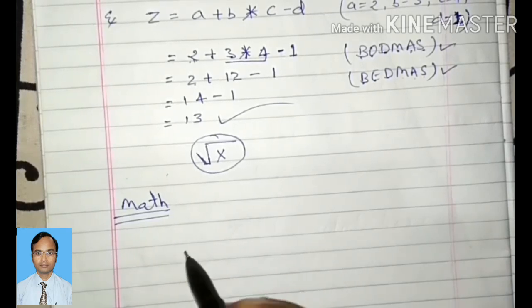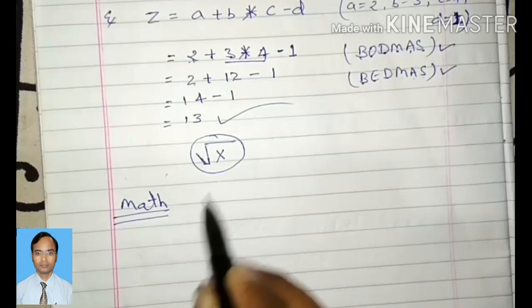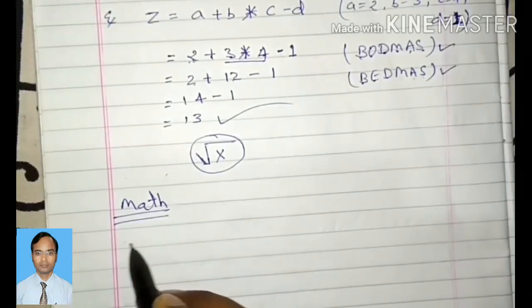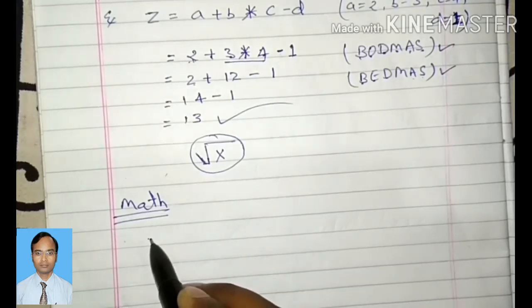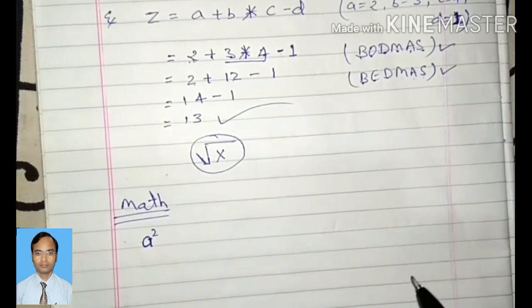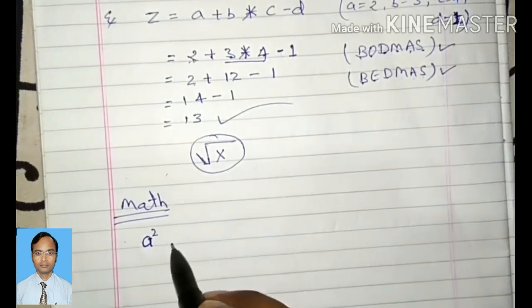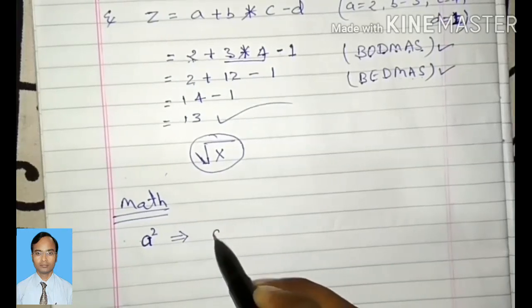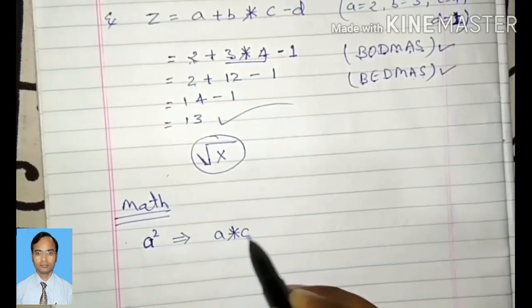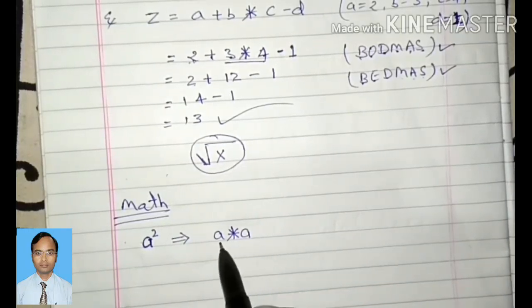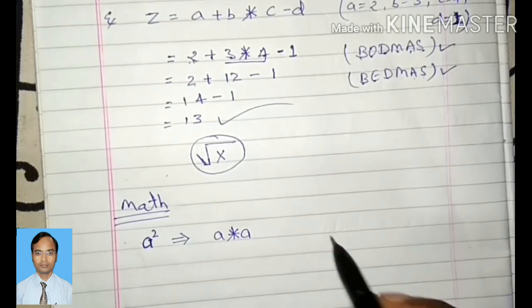Suppose I want to calculate a square. In a previous video I told you about that. If I want to calculate a square, then we can write it like this: a into a. If we write a into a, it will be calculated as a square.